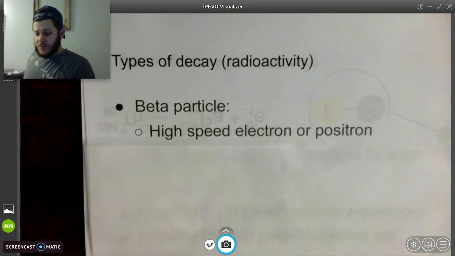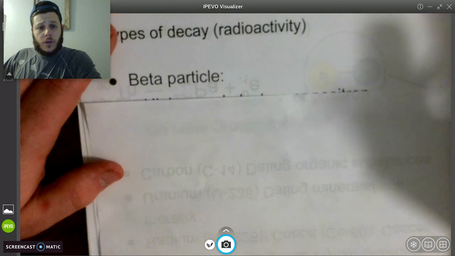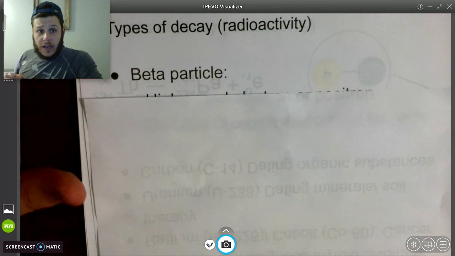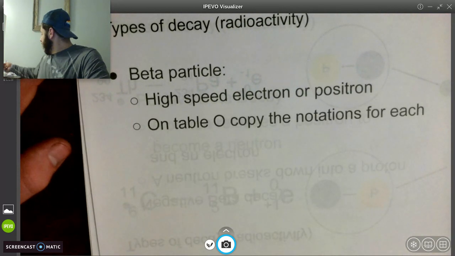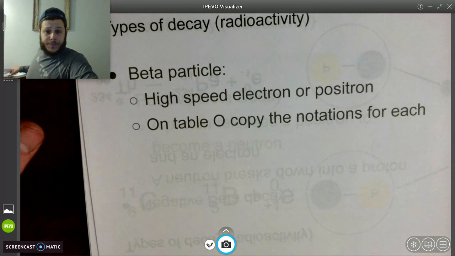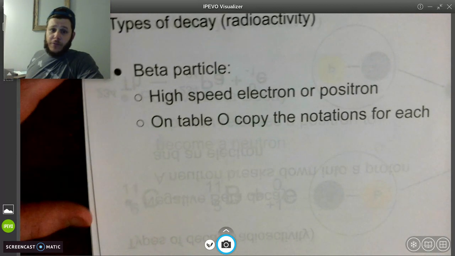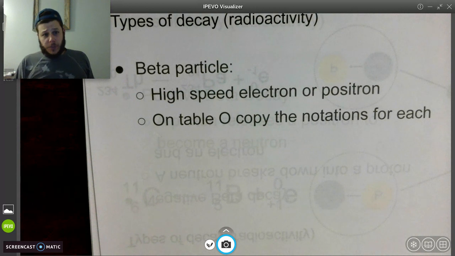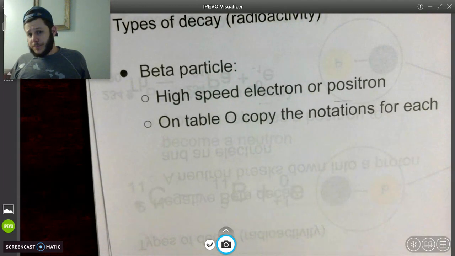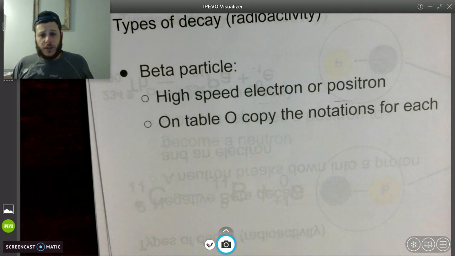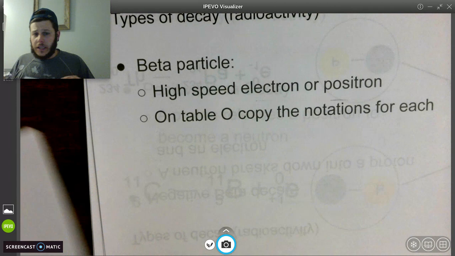So our types of decay continued would be beta particle coming in next. Make sure you have your reference table still out because we're going to use it. A beta particle is a high-speed electron or a positron. Could be one or the other, and you're going to see there are two different types of beta decays. But generally speaking, beta could be giving off an electron or a positron. And we'll go to table O to write down the two notations for each.